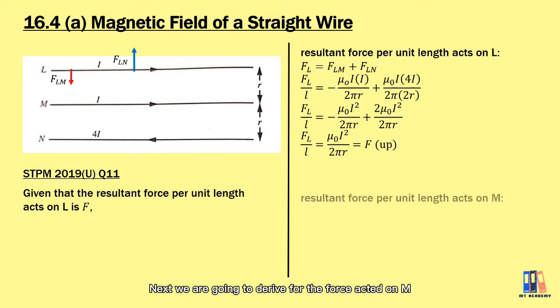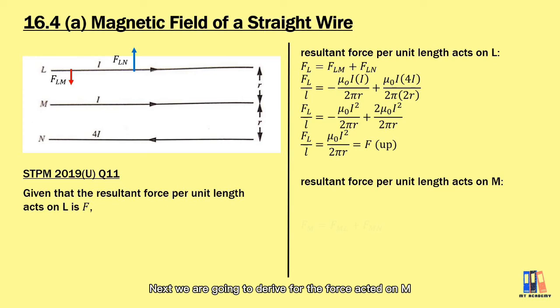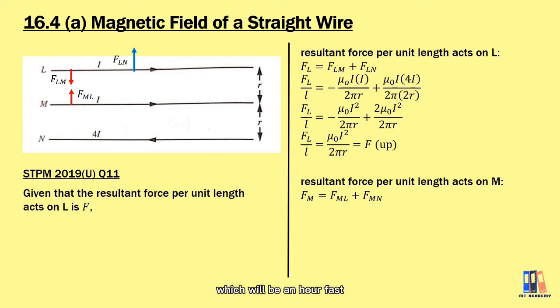Since it is a positive value, the resultant force on L will be an outward force. Next, we are going to derive the force acting on M. Wire M will be attracted to wire L, which will be an outward force. At the same time, it will be pushed away from wire N, which is also to the top. So both the forces are in the same direction.